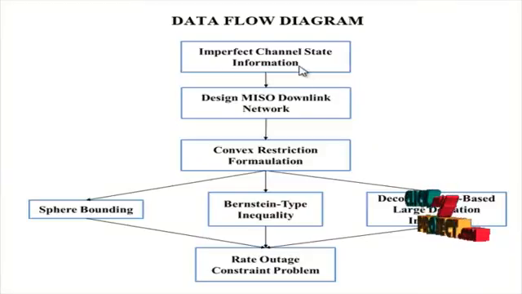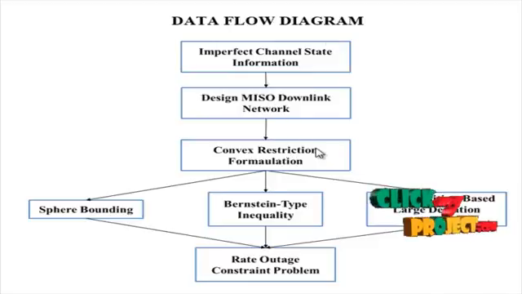First, the imperfect channel state information is taken. Next, we design the MISO downlink network. The convex restriction formulation usually yields rank 1 solutions. Thus, the obtained rank 1 solutions can be used directly as a safe approximate solution to the beamforming problem without the need for a Gaussian randomization procedure.